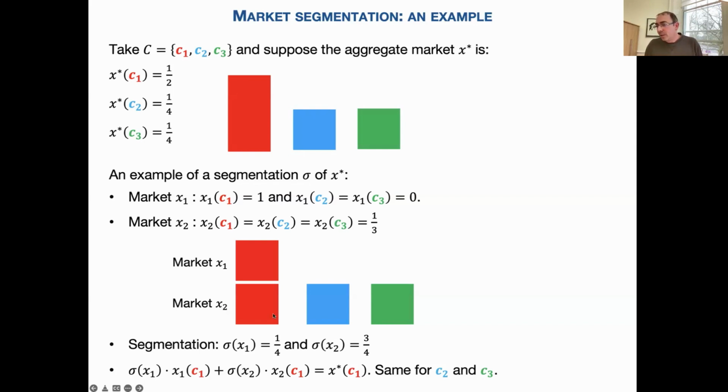but what I can do, I can give to the seller this market segmentation. And now when the seller receives this market segmentation, the seller can charge a price to market X1 and can charge a price to market X2. Okay, so can price discriminate?